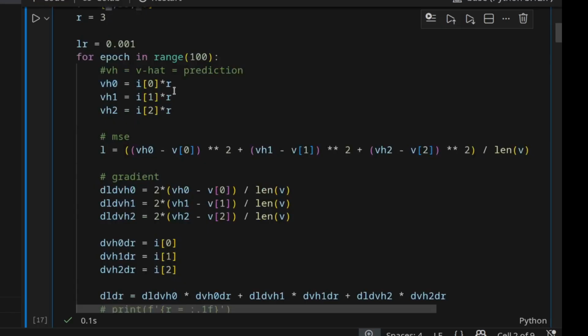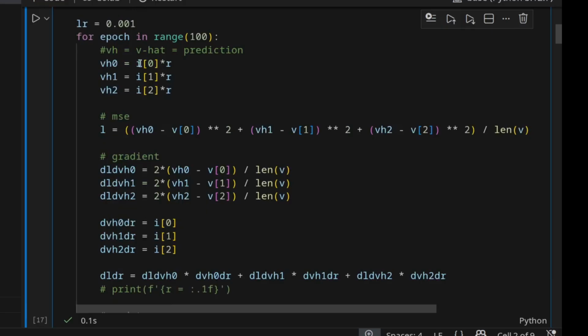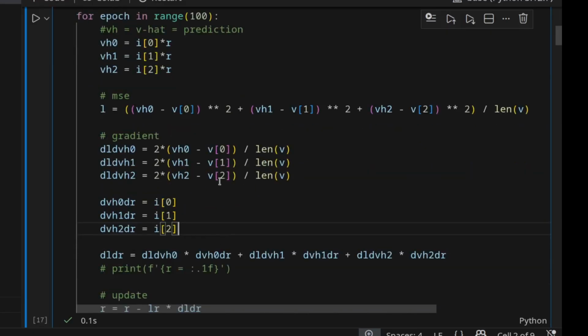So you have this, the derivative of this with respect to, or in other words, an infinitesimally small increase in this is equal to this. In other words, d for derivative, dv h0 dr is equal to I index 0. And then that's that, etc. Okay. And this is the derivative for the squared error.